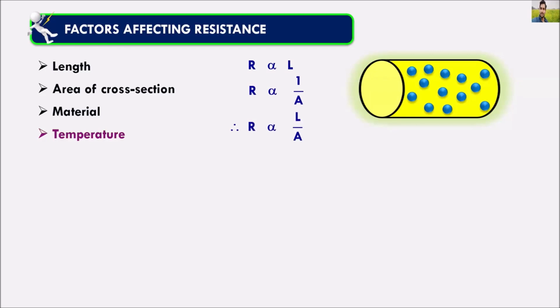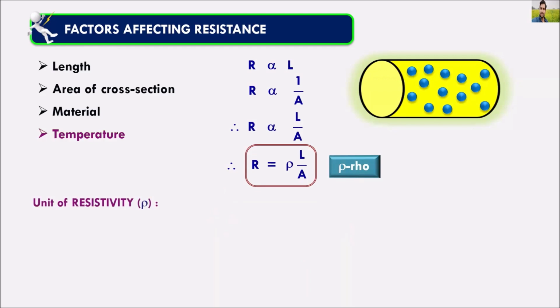As I said earlier, resistance is directly proportional to length and inversely proportional to area of cross section. We know whenever we remove the sign of proportionality, some constant we need to introduce. So here the constant I am introducing is rho. It is known as resistivity. Let's figure out the unit of rho, or you can say resistivity. So we know R equals rho into L upon A, or else rho equals R into A upon L. Now, the unit of capital R, resistance, is ohm.